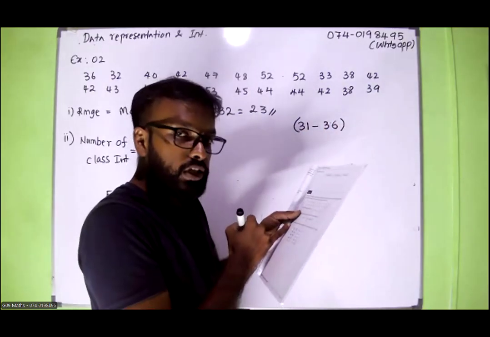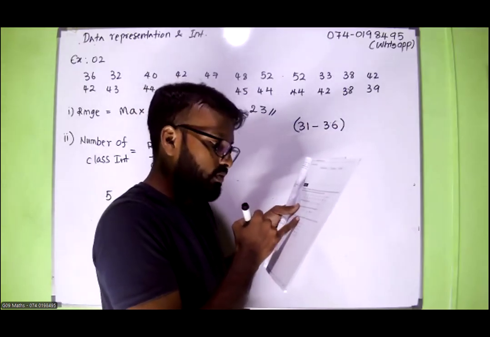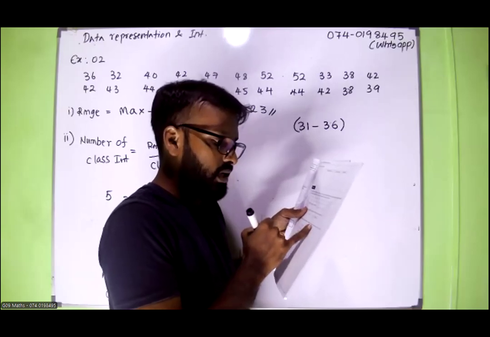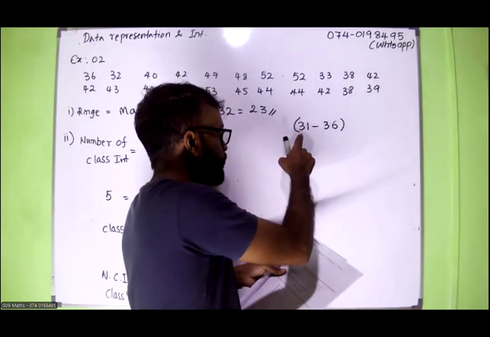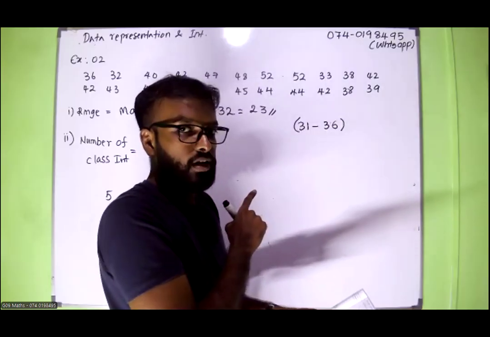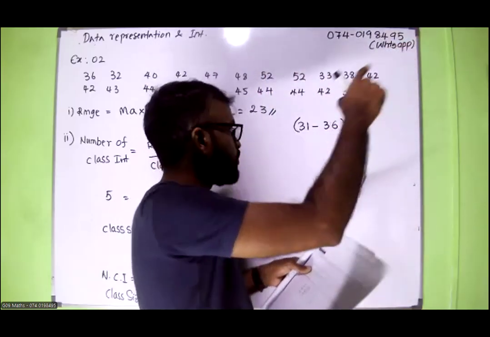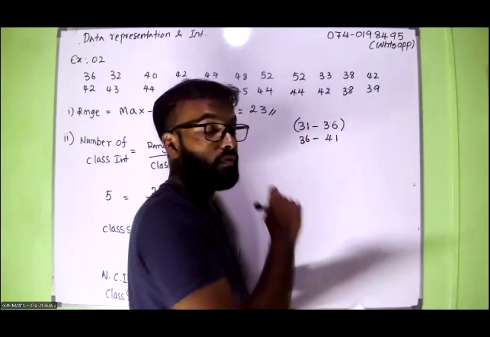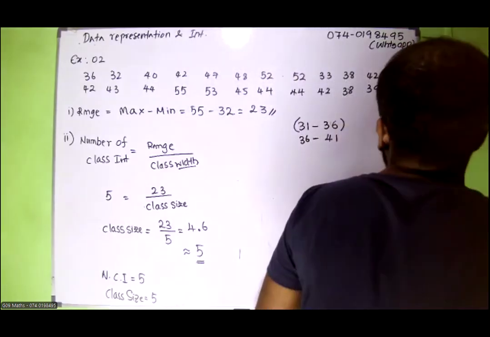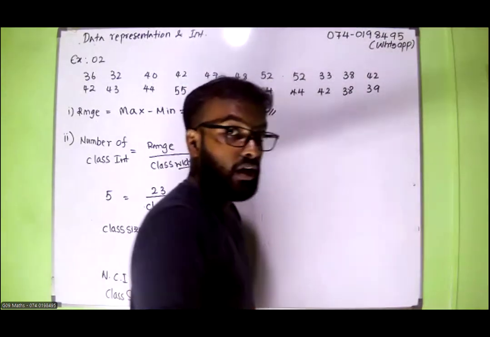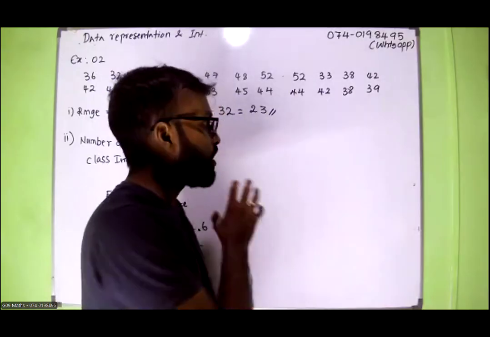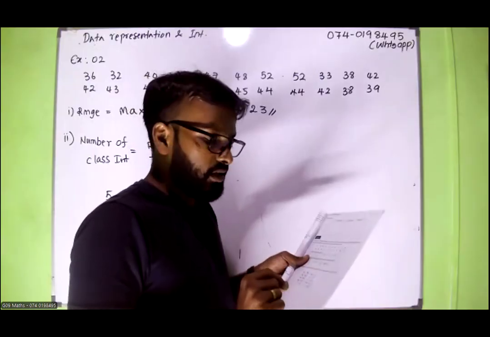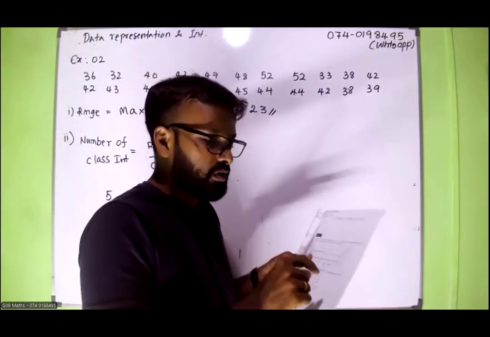In the third question, construct the group frequency table using the 5 class intervals such as 31 to 36, then 36 to 41, and so on and so forth. You have to define it like this because it is a grouped class interval. But I have given the ungrouped frequency here. So I told you guys the reason.